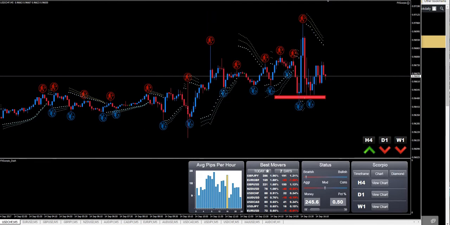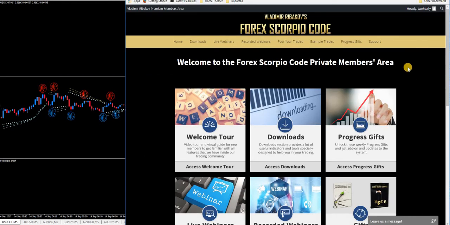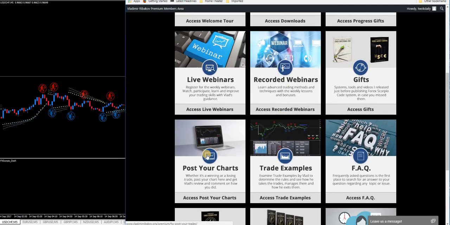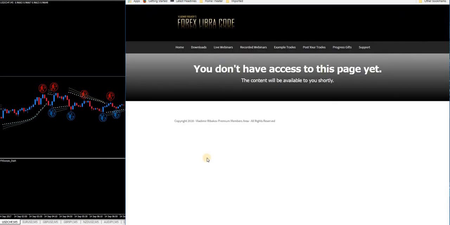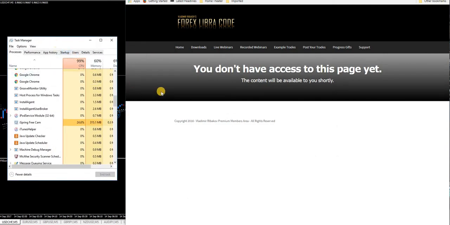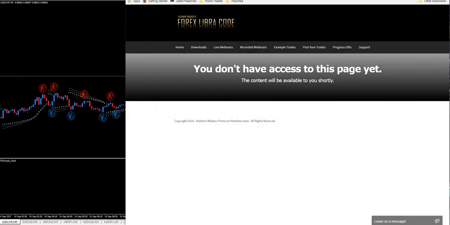All right, let's go ahead and take a look in the members area real quick here. We'll go to the poster charts area. We'll keep this over here just so we can make sure that stays under 100. All right, you don't have access to this page yet. Content will be available. Actually, let me re-log in. I'll be back in one moment. Looks like I got logged out.